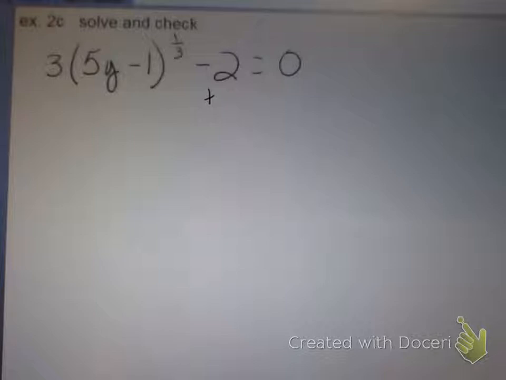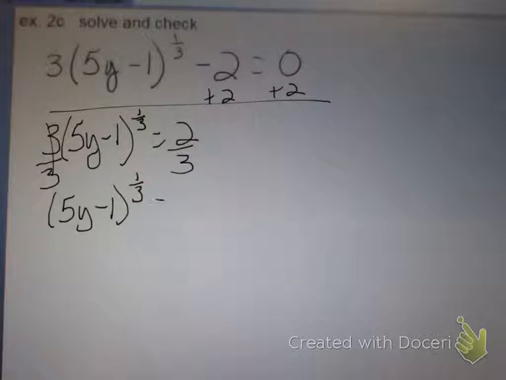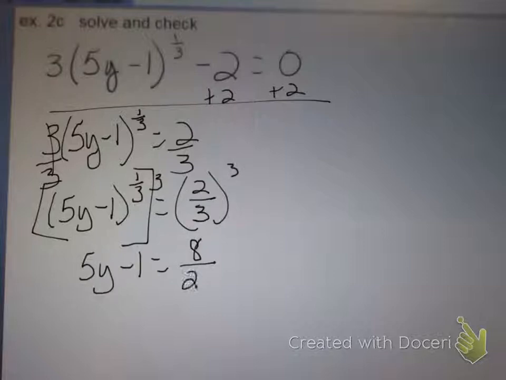Next example, we have to add 2 to both sides. Then, again, we want the exponential form by itself, so we have to get rid of that 3, so we're going to have to divide by 3. Now we have to cube everything because it's to the 1/3 power, so to get rid of it, we have to cube everything. When you cube a fraction, you get 2 to the 3rd power is 8, and 3 to the 3rd power is 27. Subtract 1 on both sides.